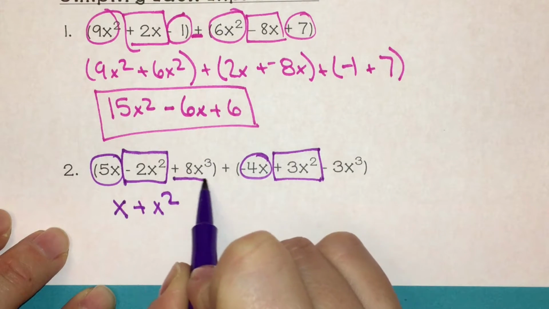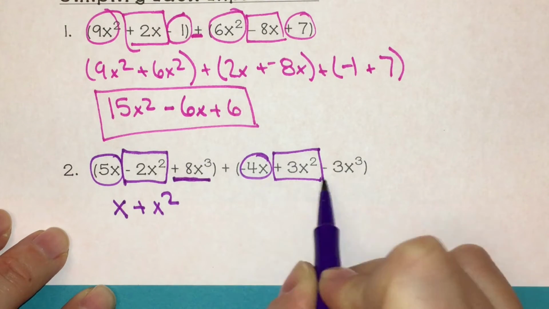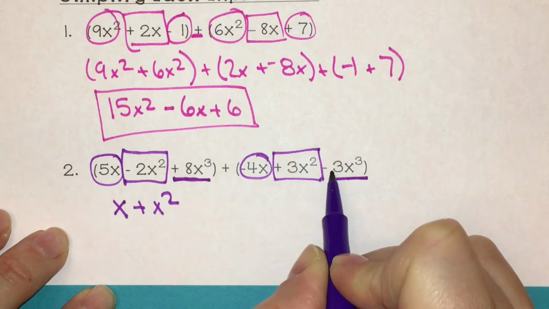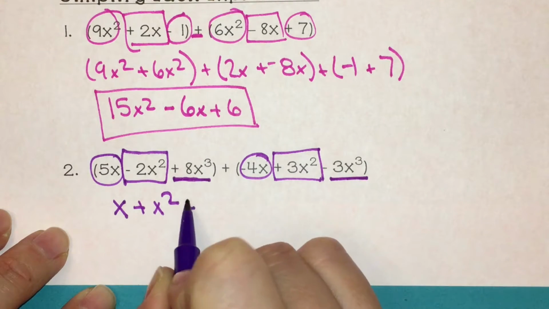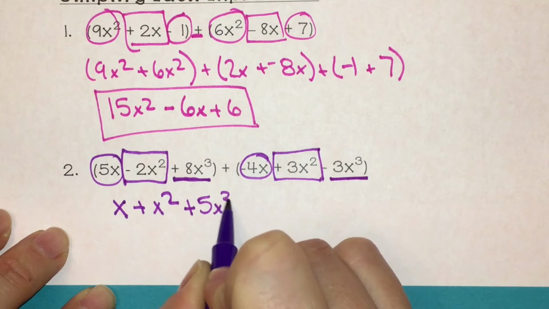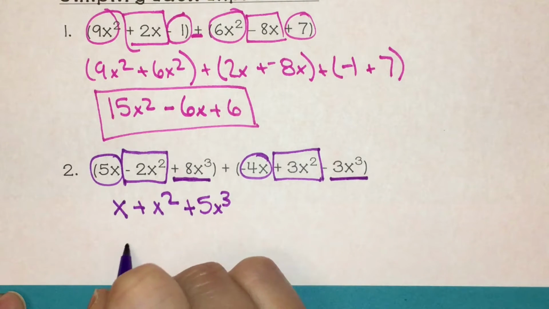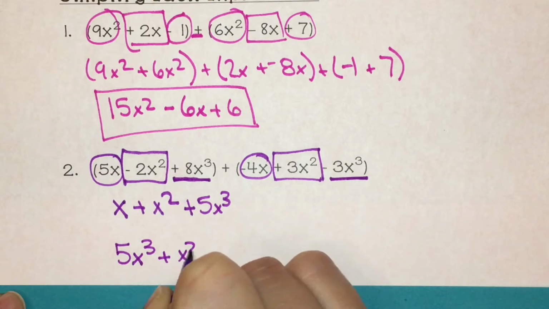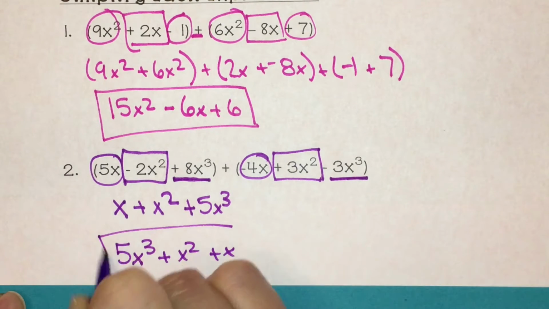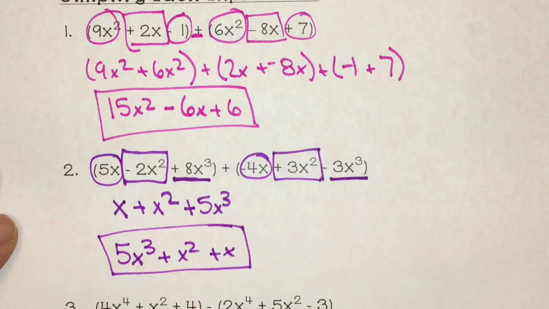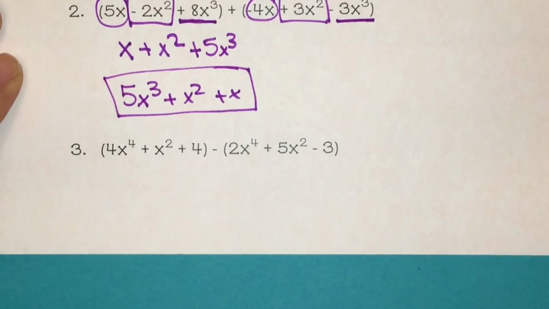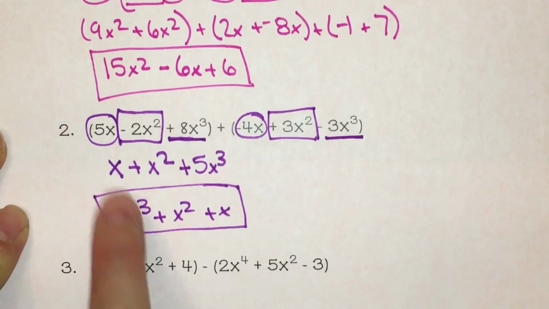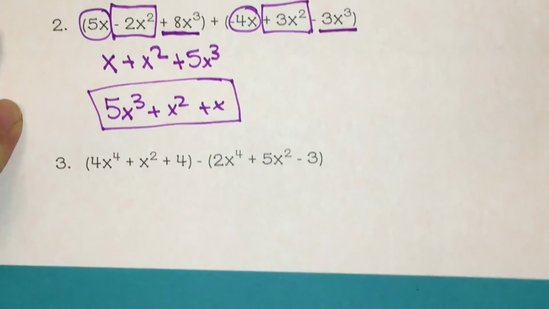Then we have our 8x cubed plus negative 3x cubed. 8 plus negative 3 is 5, so plus 5, and it's x cubed. Put it in the correct order. Largest exponent goes first, so 5x cubed plus x squared plus x. All right. So if you need to write it out like this, go ahead and write it out like that. I was just skipping that step because I know some people can do it in their head.